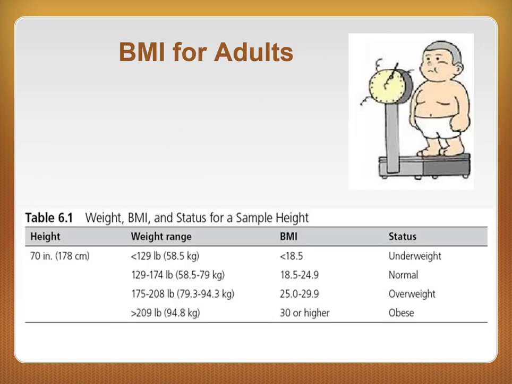This table shows the weight, BMI, and status for a sample height of adults. It is clear that those with a BMI between 18.5 kg/m² and 24.9 kg/m² are normal weight, and those with a BMI lower than 18.5 kg/m² are underweight. Adults are considered overweight if their BMI is greater than 25 kg/m² and obese if their BMI is greater than 30 kg/m².